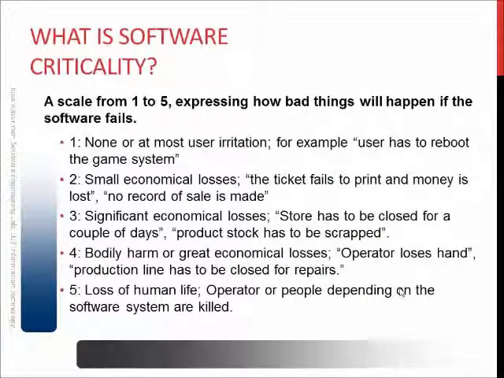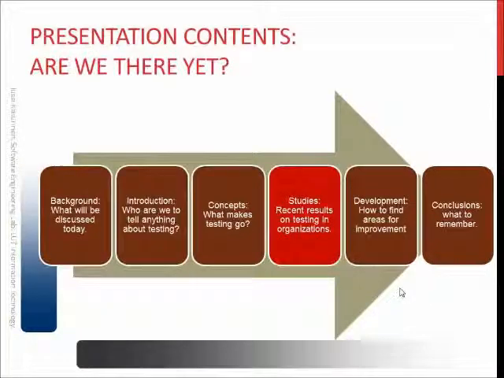So, finally, the software criticality is also mentioned here. It's the same problem, the same scale of things. What's the worst case scenario? 1 being none or at most user irritation, 5 being the loss of human life. I've been talking about this in at least 2 other lectures, so I'll skip it here. Just keep in mind that we might also talk about software criticality.